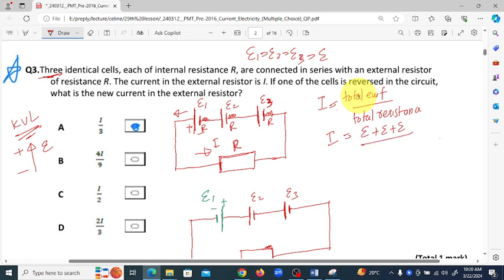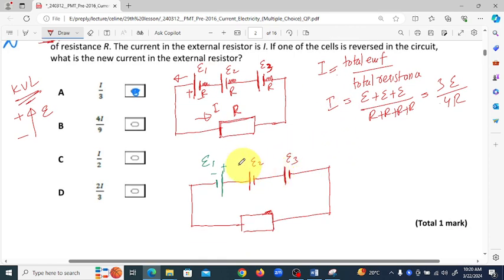The total resistance: each component, the three batteries and the external R, has resistance R. So the total resistance is R plus R plus R plus R, that is 4R. Dividing, we get the current I equal to 3E over 4R. So this is the total current I in the previous case.